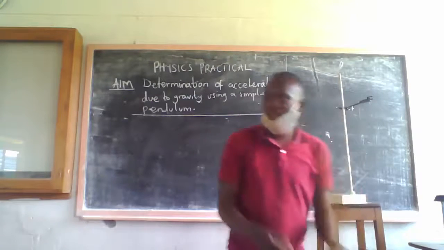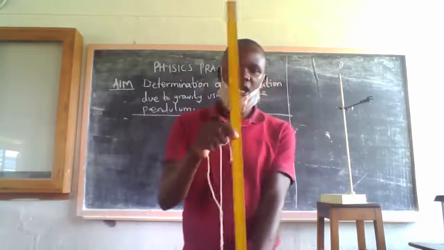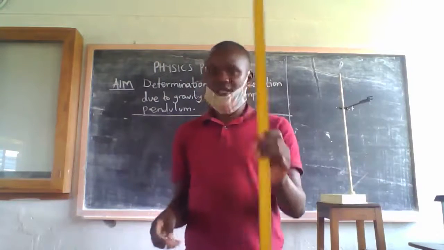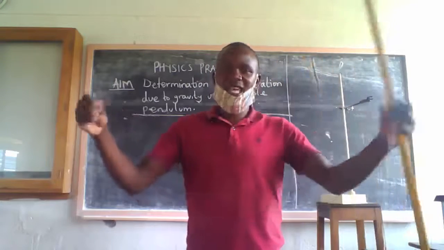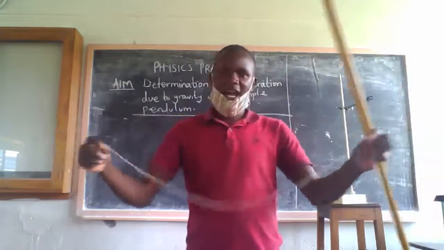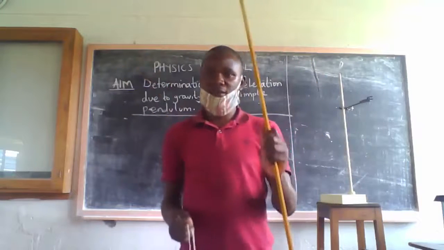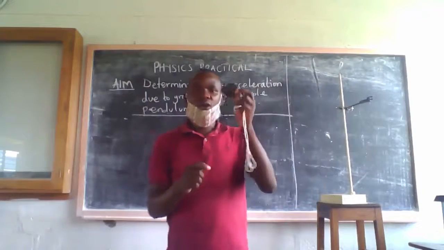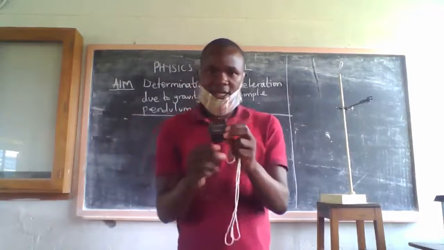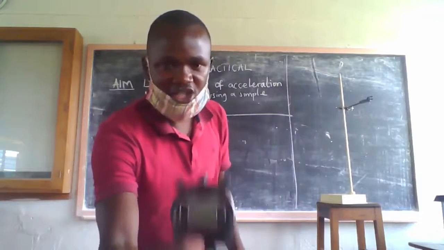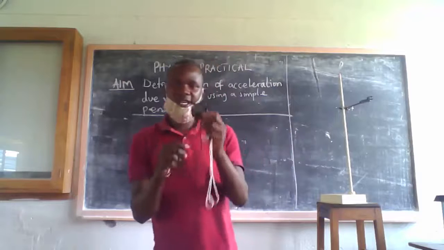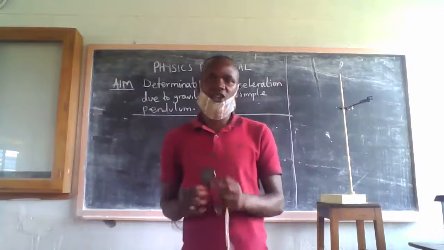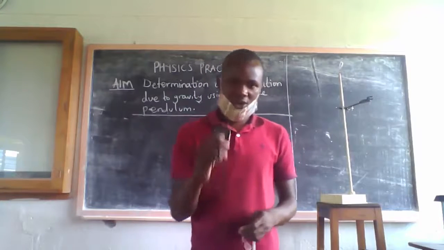Number 4, we shall need a meter rule, 100 centimeters, and its main purpose is to measure the different lengths of this thread as per the instructions given by the question. And finally, we shall need what we call a stopwatch. This stopwatch is used to measure and record the time taken for the given number of oscillations. For our case, we shall use 10 complete oscillations.